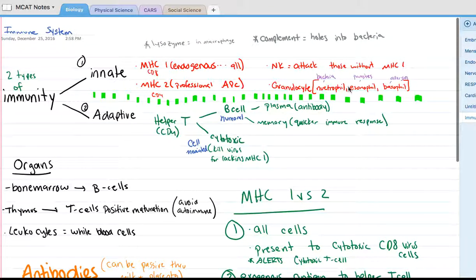Granulocytes, you've got neutrophils, eosinophils, and basophils. Neutrophils will neutralize bacteria. Eosinophils will kill foreign parasites, and basophils are for allergies.